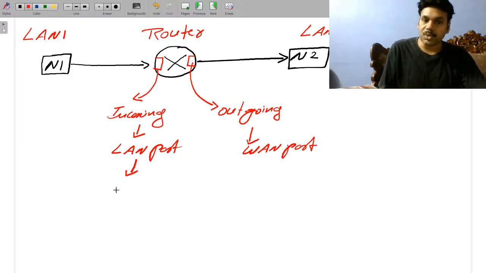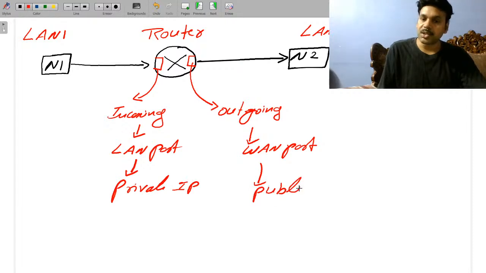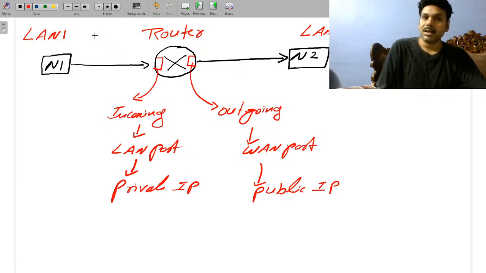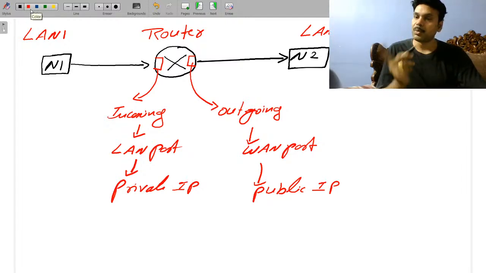Now this LAN port is configured with a private IP. You will learn what is IP and all later in the session. And the WAN port is configured with a public IP. Now friends, understand carefully. While you are transmitting data with the help of a router, the router is going to perform NATing. Last session we discussed the meaning of NATing. NATing is nothing but the conversion of your private IP to public IP and public IP to private IP.